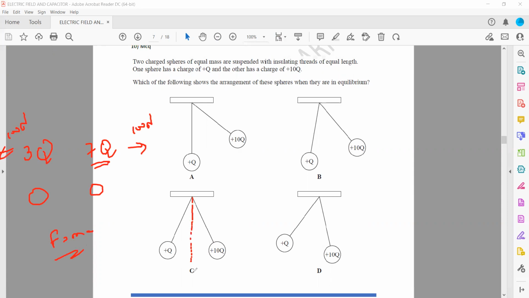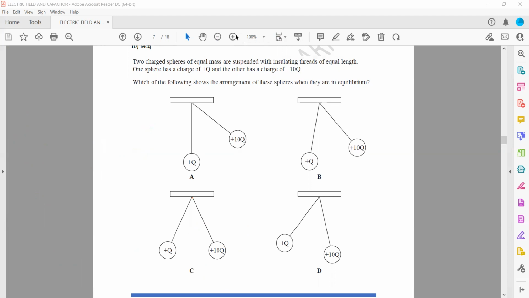So option C will be the right answer, because they both experience the same force and they have the same mass. So they will have the same acceleration, or the same change from the original position. That's why option C is the right answer.